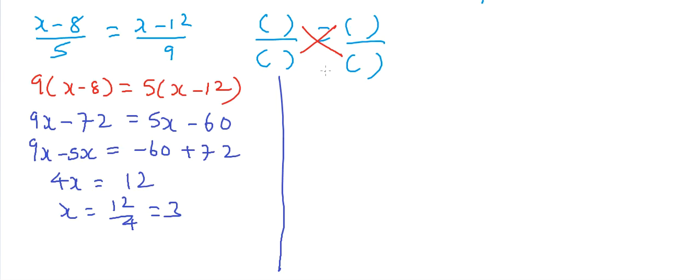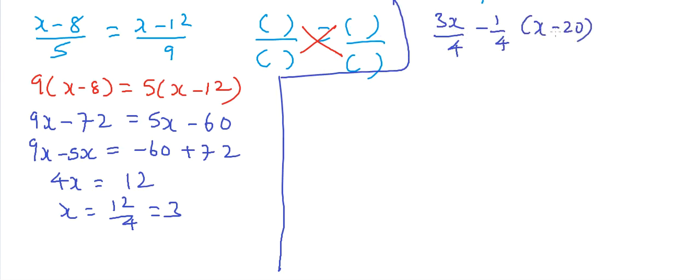Let's take 3x by 4 minus 1 by 4 into x minus 20 equal to x by 4 plus 32.